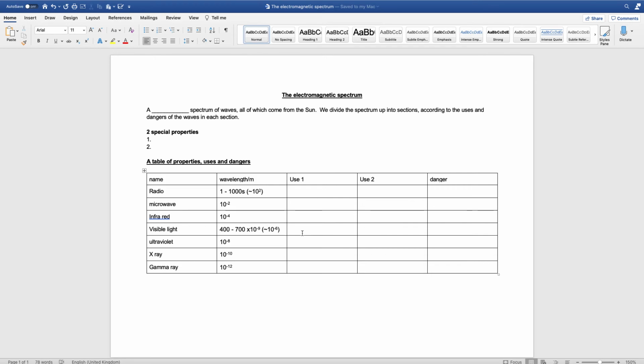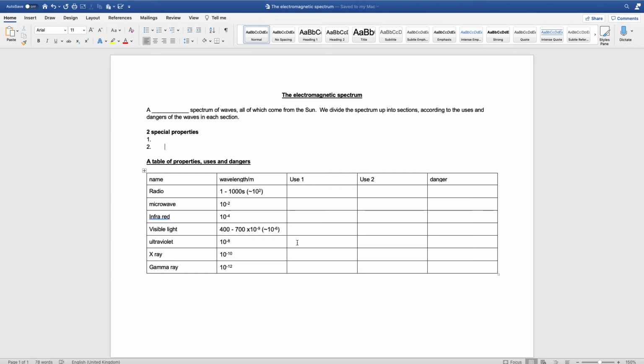Visible light, well, we see stuff with them. We can use them for phototherapy. We can use it to look at the retina. We can use visible light for all kinds of useful things. Danger, well, very intense light will damage your retina, so laser pens, for example.